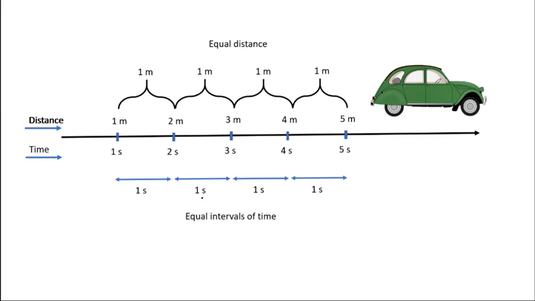If a body covers equal distance, I am repeating again, if a body covers equal distance, look at this, 1 meter, in equal intervals of time, however small these intervals are, right, then such motion is called uniform motion.